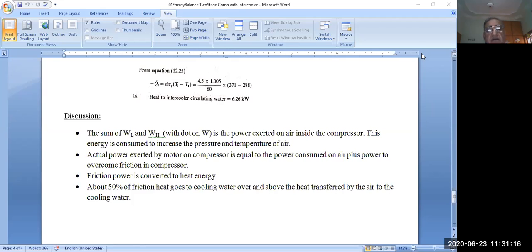Then actual power exerted by motor on the compressor is equal to the power consumed on air plus power to overcome friction in compressor. Compressor में friction भी होती है, piston ring cylinder के साथ रगड़ खाते हैं, और bearings वगैरह shaft के अंदर bearing चल रही होती है, तो उसकी friction होती है. हालांकि lubrication, इसको कम करने के लिए हम lubrication इस्तेमाल करते हैं, फिर भी friction loss होता है. So उस फ्रिक्शन को कम किया जा सकता है, खत्म नहीं किया जा सकता.